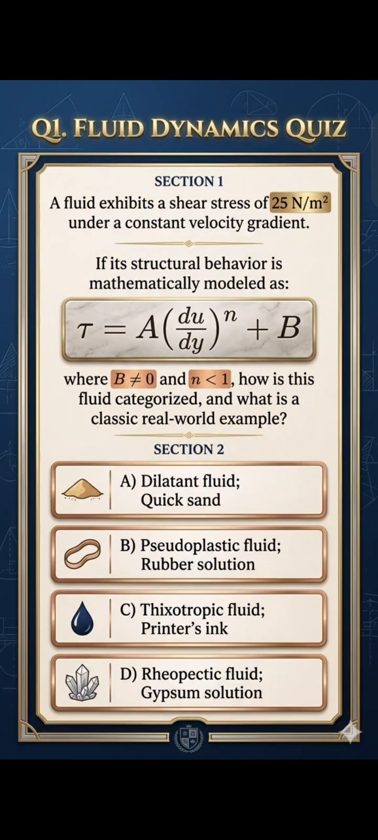Fluid dynamics quiz. A fluid exhibits a shear stress of 25 N/m² under a constant velocity gradient. If its structural behavior is mathematically modeled as tau = a (du/dy)^n + b, where b is not equal to 0 and n is less than 1, how is this fluid categorized and what is a classical real-world example? Is it dilatant fluid, quicksand; or pseudoplastic fluid, rubber solution; or thixotropic fluids, printer's ink; or rheopectic fluids, gypsum solutions?